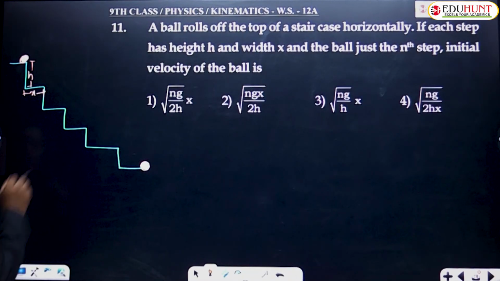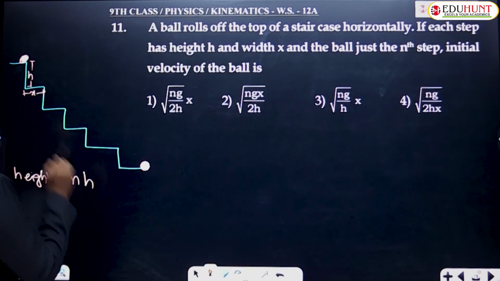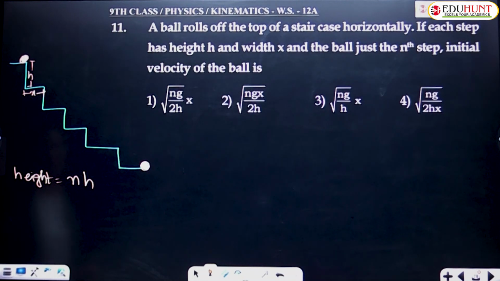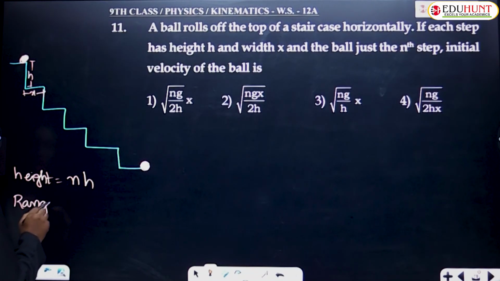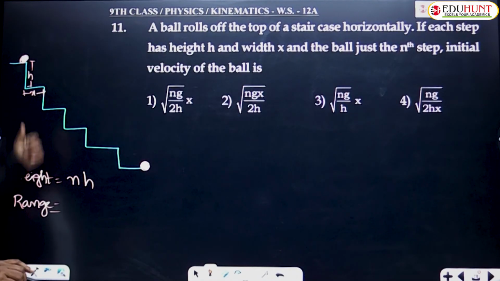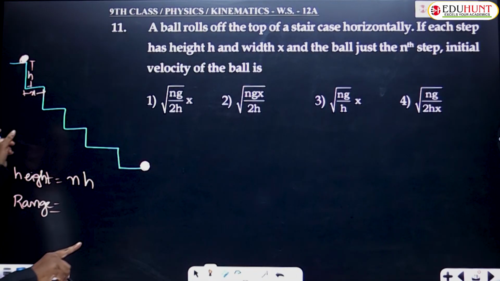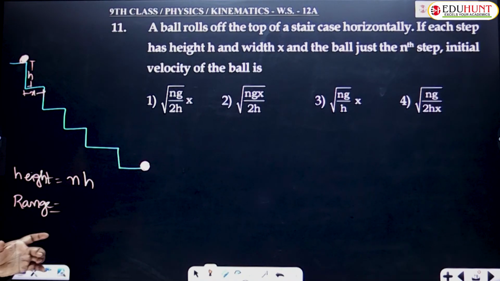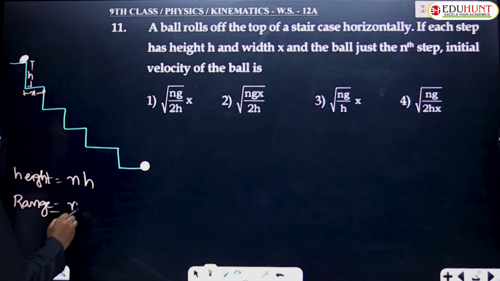So no doubt, if n number of steps are there, the total height can be given as n times h. Each step has height h, so up to n steps means n times h. Similarly, the width: each step has a width of x, and total n steps are there. So the total horizontal range of the ball must be n times x.